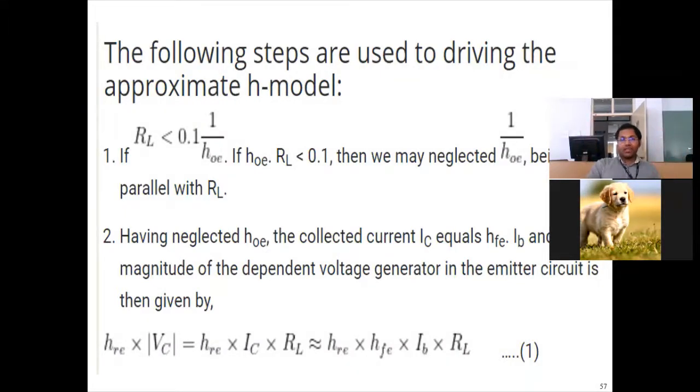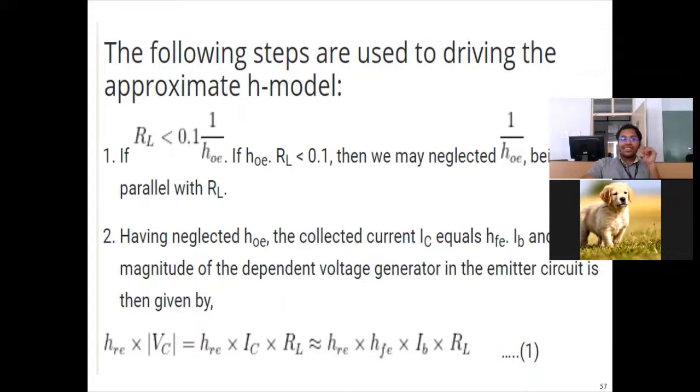The small resistance is R_L. The small resistance is R_L, 10 times lower, or say 10 times lower. 10 times lower is 0.1 times, less than. So R_L is 10 times or less, in fact 10 times lower than your 1 by h_oe. So mathematically representing the statement. One more skill you have learned: you have an equation, you can represent it mathematically.